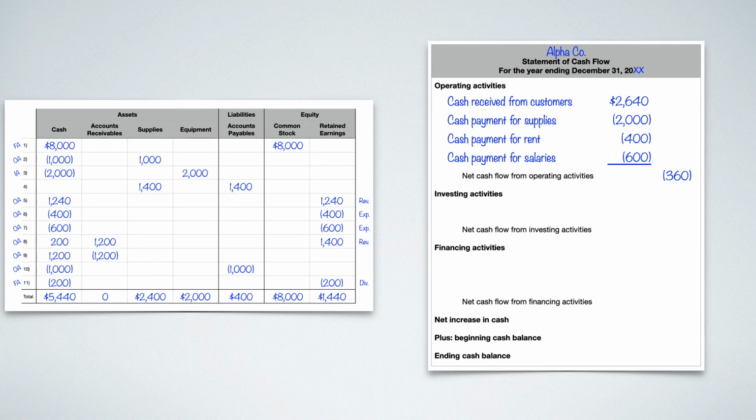All right, so now let's go into investing activities. We had one IA. It was not cash coming in, so we can't start with a positive number here because we don't have any. We only have one, and it was cash going out, so we're going to call that cash payment for equipment, and that was for negative 2,000. So if that's our only one, then that's going to be our net cash flow from investing activity. So based on this, we've lost $2,360 worth of cash just this year alone. That's not the best, but hopefully we've got something to make it up in financing activities.